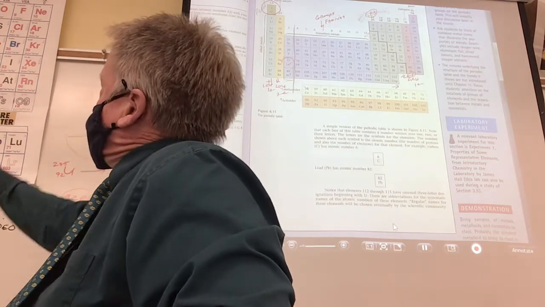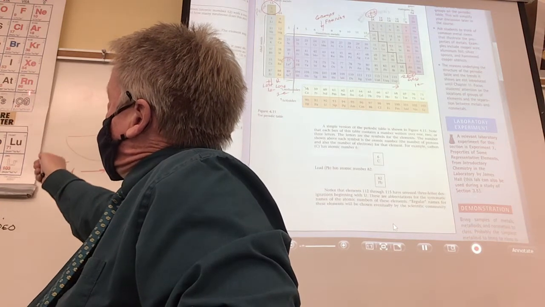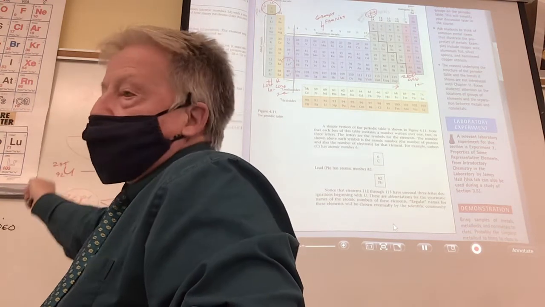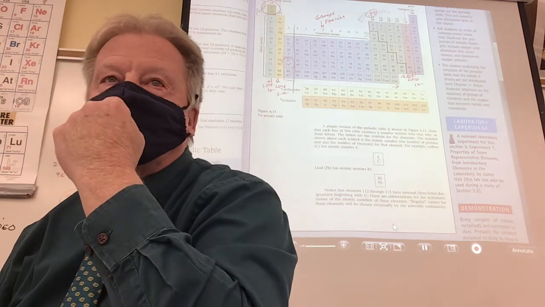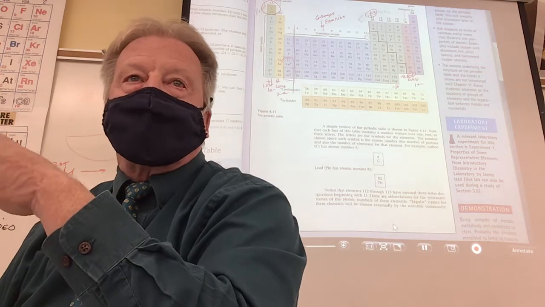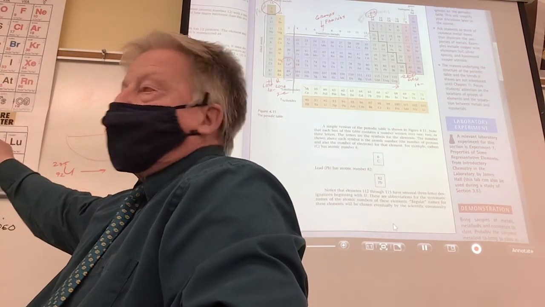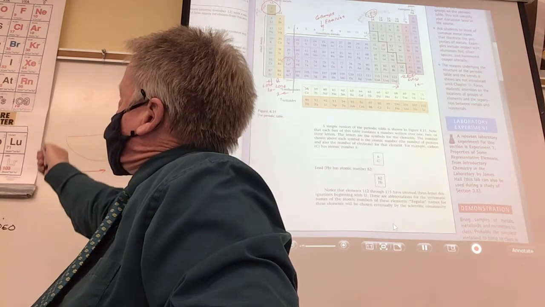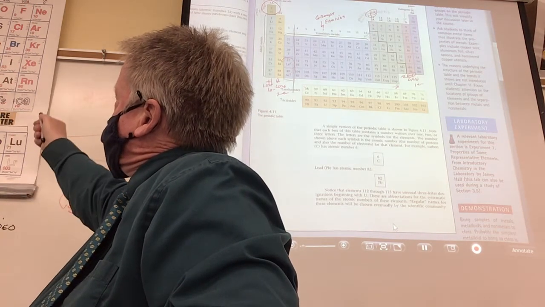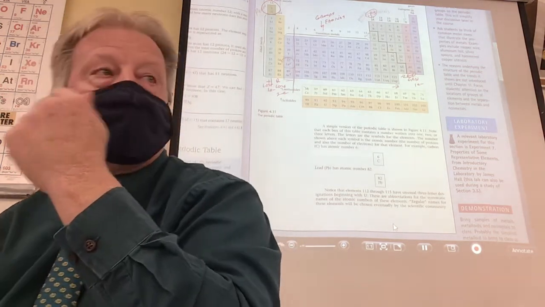Now, does anybody happen to know what you call these? No. Look in the book. The noble gases, okay? The noble gases are really important in chemistry, and they don't like to react with anybody. So these are the noble gases. Anybody know the name of this one? This column, this family. Halogens.